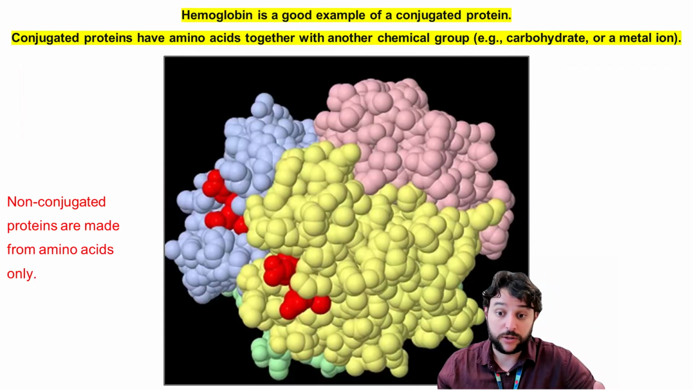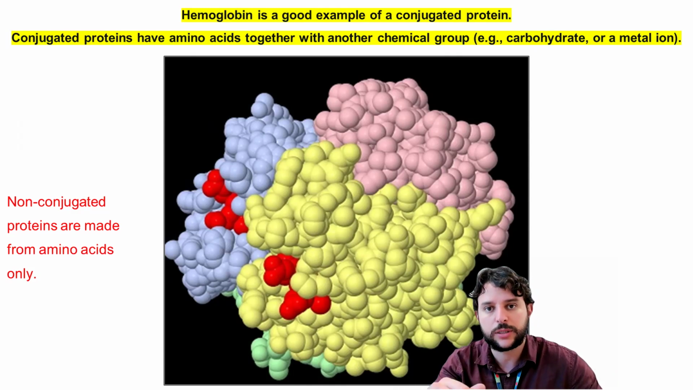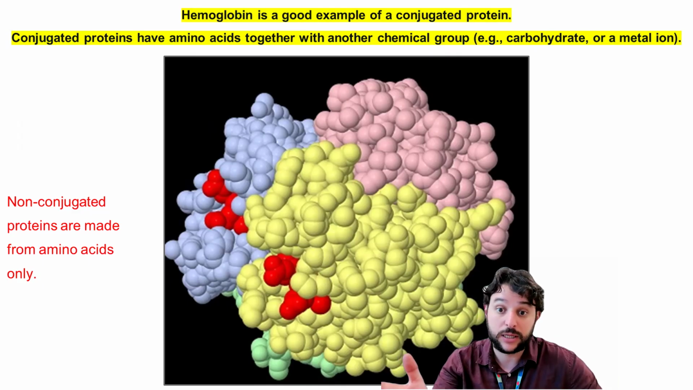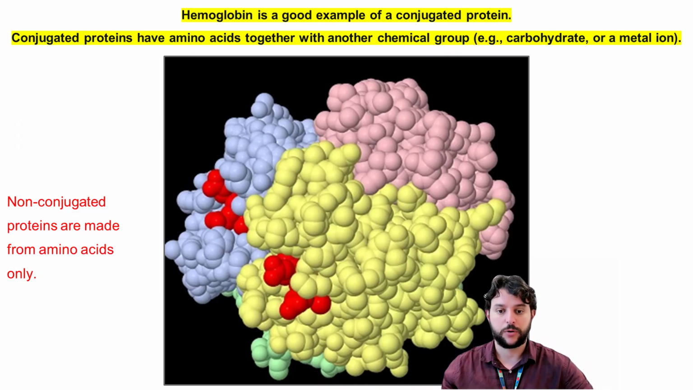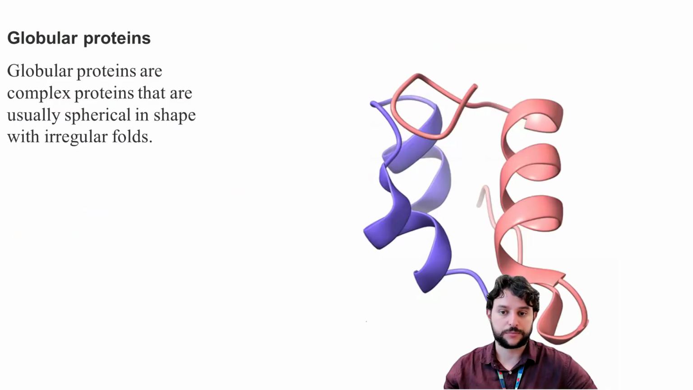Okay, and these quaternary proteins and other proteins as well, they can be conjugated or non-conjugated. Non-conjugated, simple, only amino acids. Conjugated because they are conjugated with another chemical group, for example, carbohydrate, as the proteins in the glycocalyx and membranes, or a metal ion like iron in the hemoglobin. So hemoglobin is a conjugated protein.